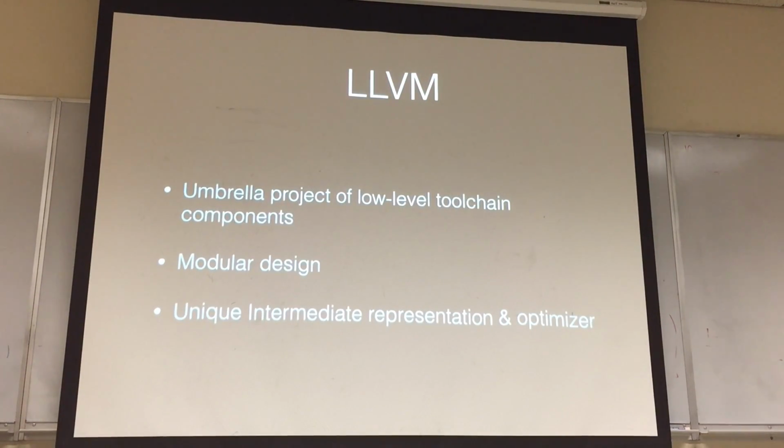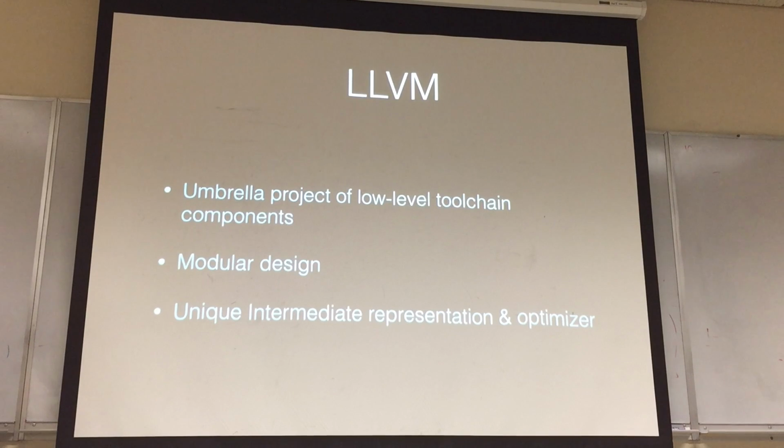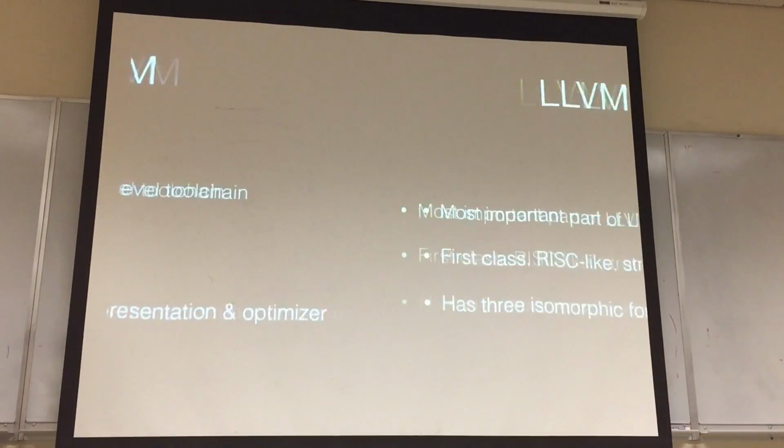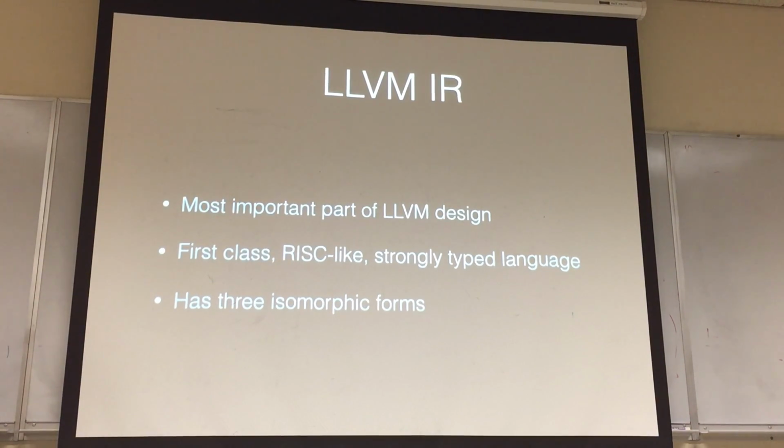LLVM is an umbrella project that has a lot of tools in the compiler toolchain. 2 main parts. We've talked about the LLVM IR and the optimizer. So it has a modular design, and that is the main thing that allows it to be used throughout the industry to work on specific parts of the compiler. And it has a unique intermediate representation, which I showed you, which is the most important part of the design of LLVM. It's a first-class RISC-like language that's strongly typed. And as I showed you in the 3 circle slide, it is an isomorphic form that goes to memory, to bitcode, and back without any problem.